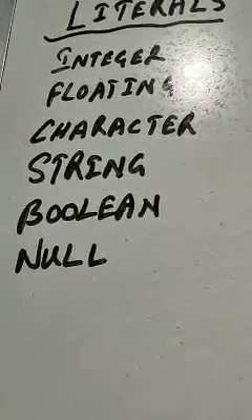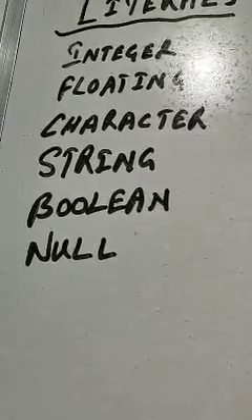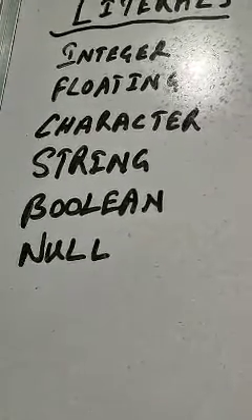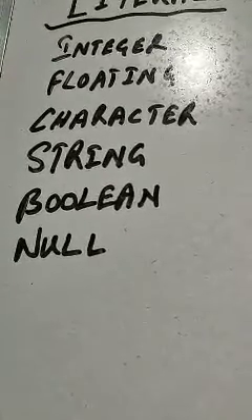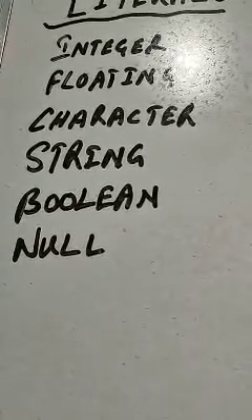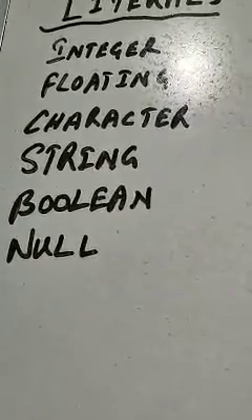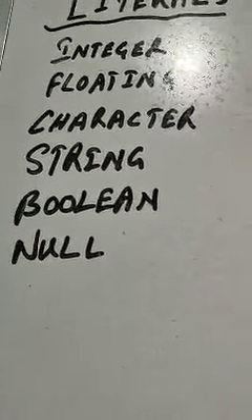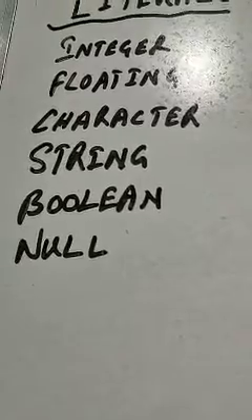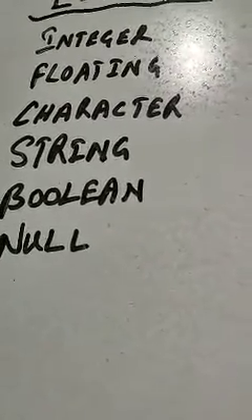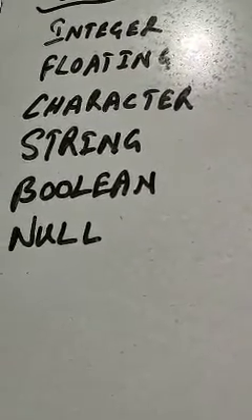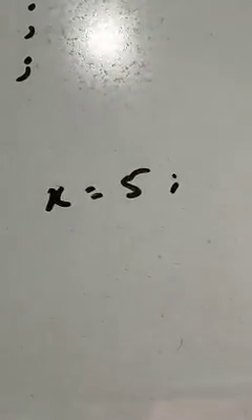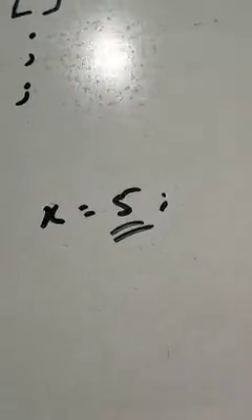In Java, there are 6 types of literals. The first one is integer literal. Integer literal refers to whole numbers. When we assign whole numbers to a variable, the number is called an integer. For example, x equals 5. When we say x equals 5, then it is an integer. 5 is an integer we are assigning to x. Of course, we'll have to write the data type, which I will be discussing later.